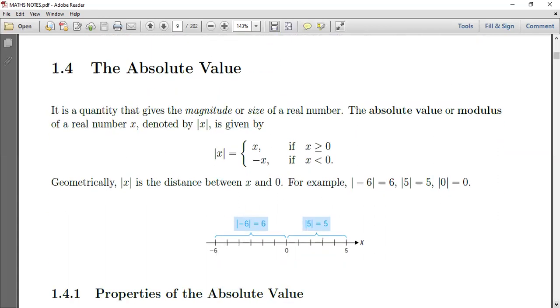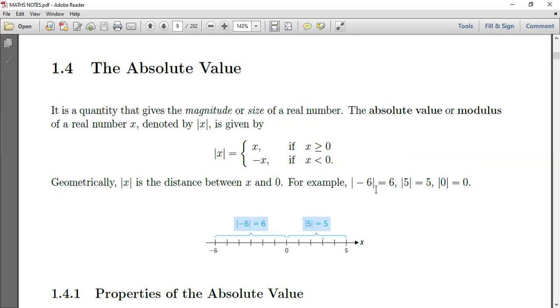Absolute value. An absolute value means the positive value. When I'm talking about the absolute value, it's also called the magnitude of a number or the size of a number. When I'm talking of the magnitude of x, its magnitude is x when x is positive and is minus x when x is negative, which means the modulus or the magnitude of minus 6 is 6. The modulus of 5 is 5. The modulus of 0 is 0.